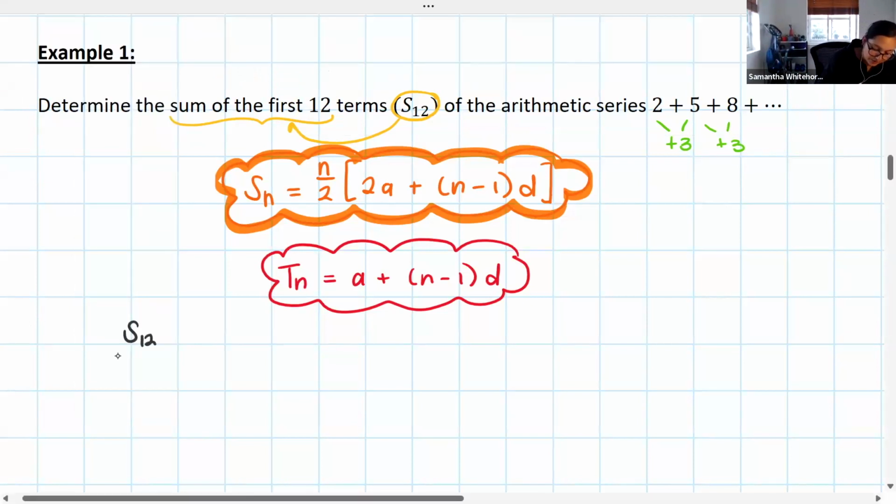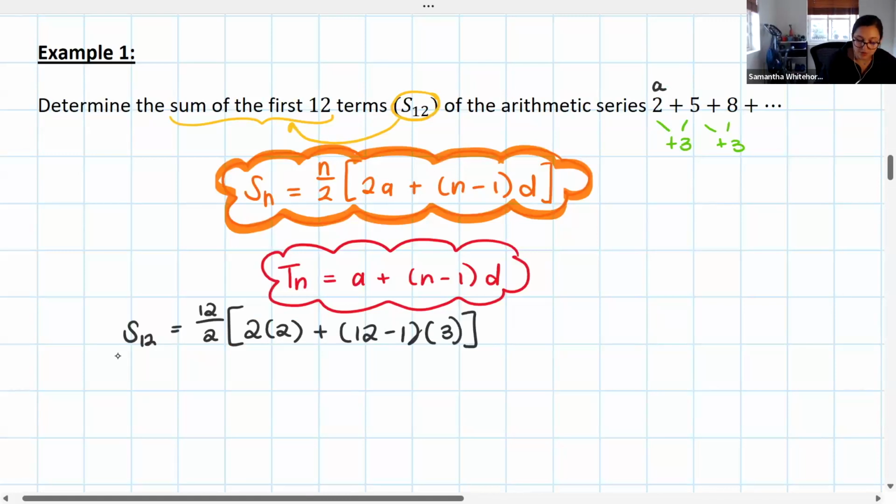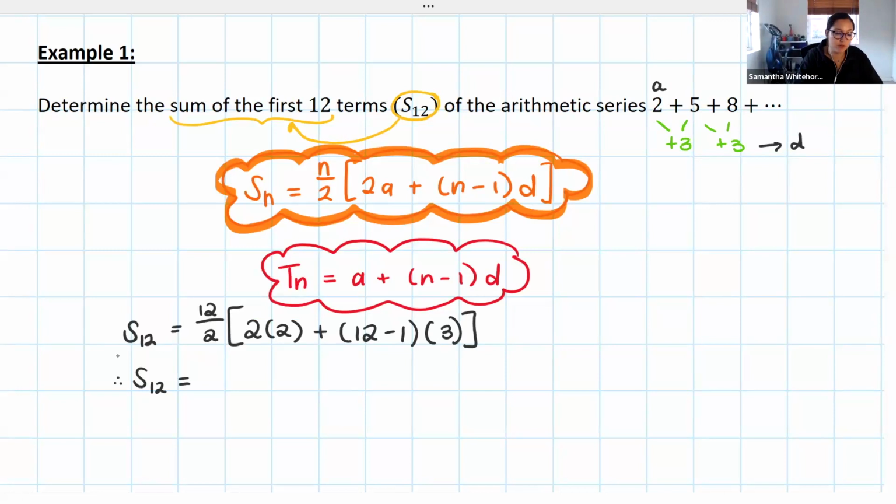So the sum of our first 12 terms is equal to 12 divided by 2, open bracket 2 times my first term, which is 2, plus n, which is 12, minus 1 times d, which we've just worked out to be 3. So we literally just take all of the information we worked out and we substitute it into our formula. And then you just put that into your calculator. So I'll give you guys 30 seconds, put that in your calculator and tell me what you get as the sum of these first 12 terms.